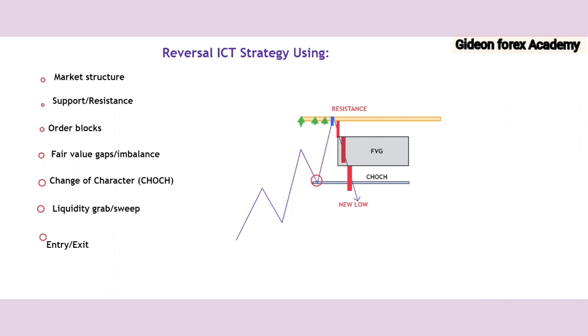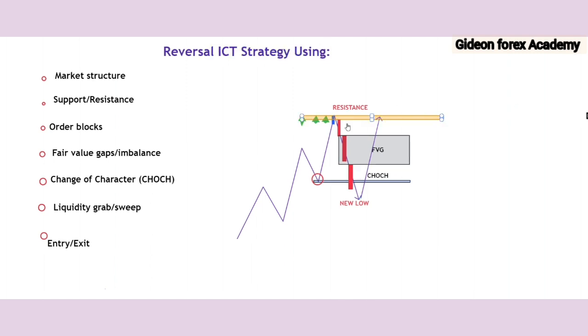So when there's this change of character and a break below, usually price returns to close off the fair value gaps, to mitigate the fair value gaps which are created here, and go to the order block. This would be our order block, and sweep liquidity above it.